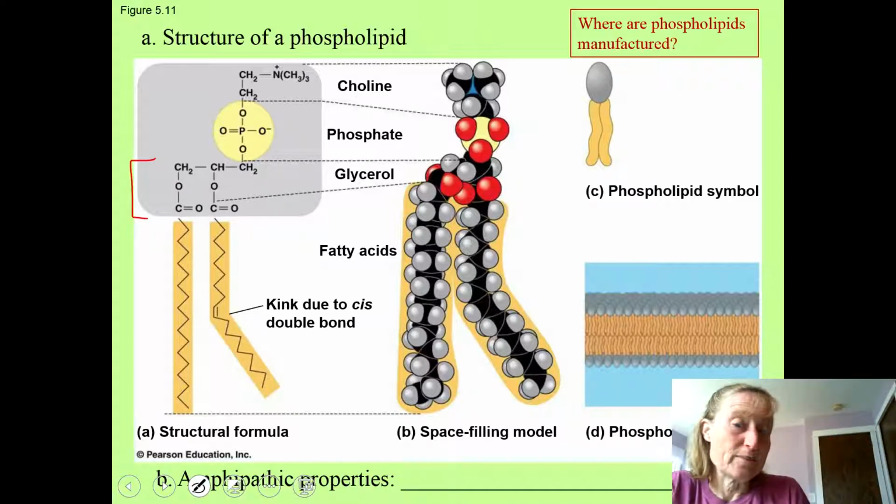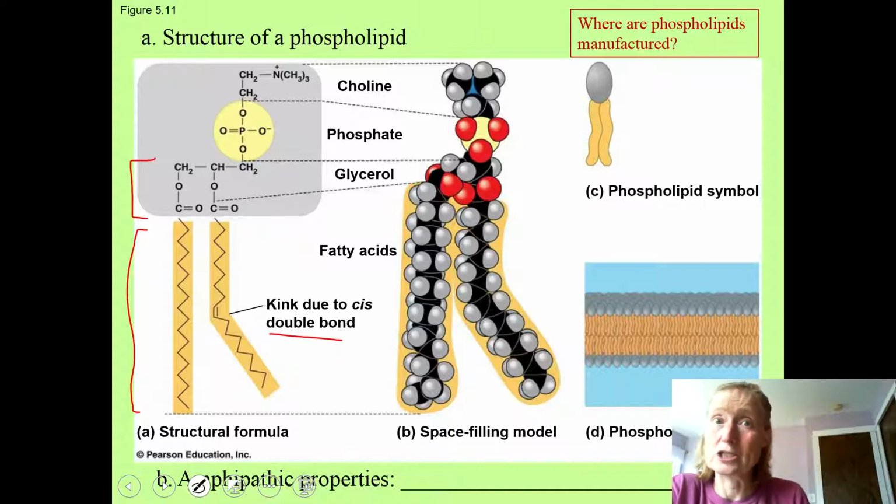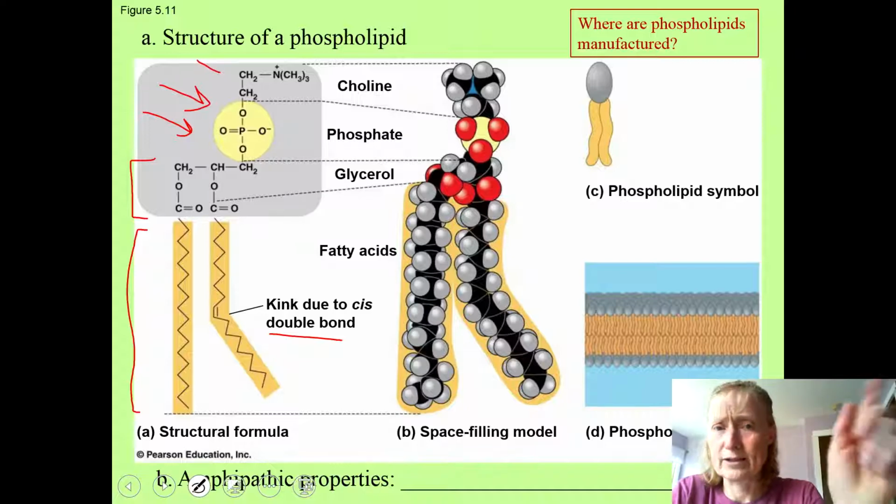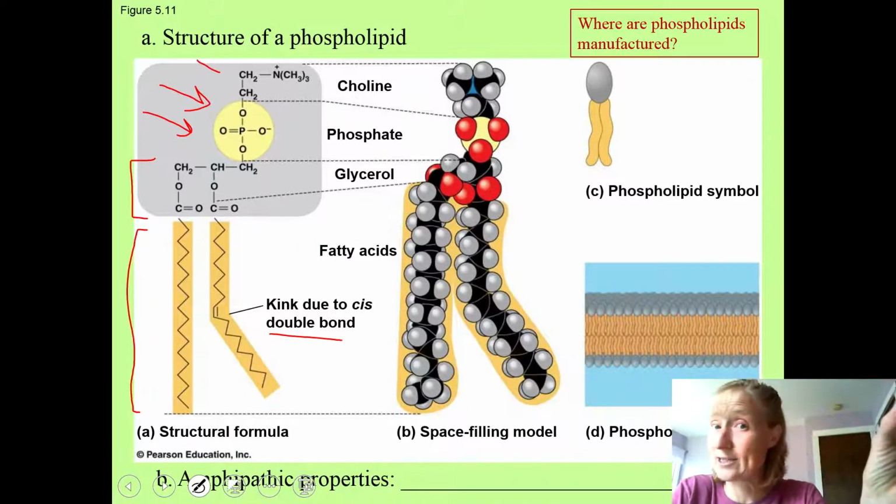Notice that a phospholipid has a glycerol molecule, just like fats did. This one's kind of turned on its side there. Attached to the glycerol molecule are two fatty acid tails. This one happens to have a cis double bond in it, so it's an unsaturated fatty acid tail. And then attached to the third carbon of this glycerol molecule is a head. The head of the phospholipid is composed of a phosphate group, one of our functional groups, attached to some other molecule. This one happens to be choline, but that can change.